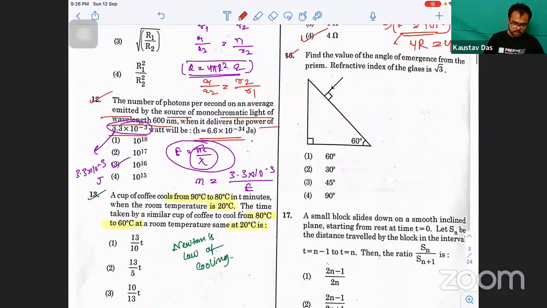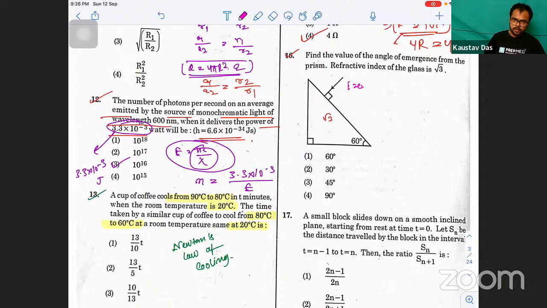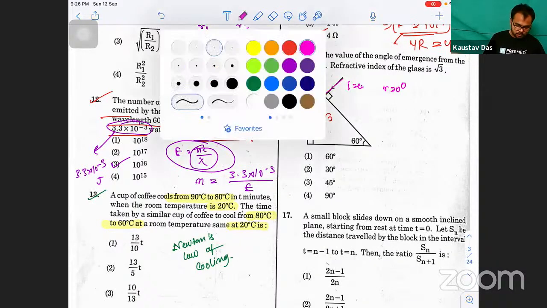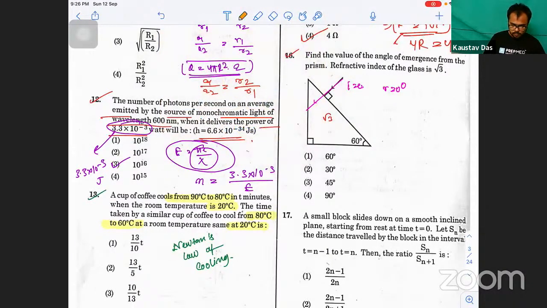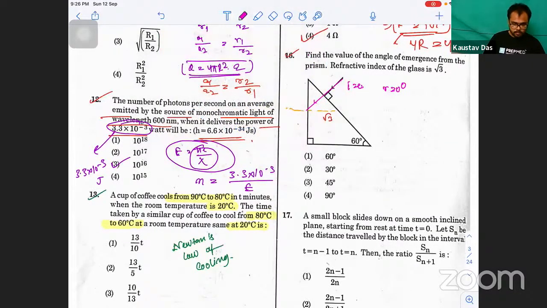Come to question number 16 related to prism. To find the value of the angle of emergence from the prism, the refractive index of the glass is given as √3. Here you can apply Snell's law of refraction. You can understand the incident angle as 0, so if I apply Snell's law, the value of r is also going to be 0 degrees. So the light actually comes straight and falls on this surface, and whenever it falls on this surface, it is going to refract again. If I draw the normal to the surface, the light is going to go away from the normal. So it is finally my emergent angle.